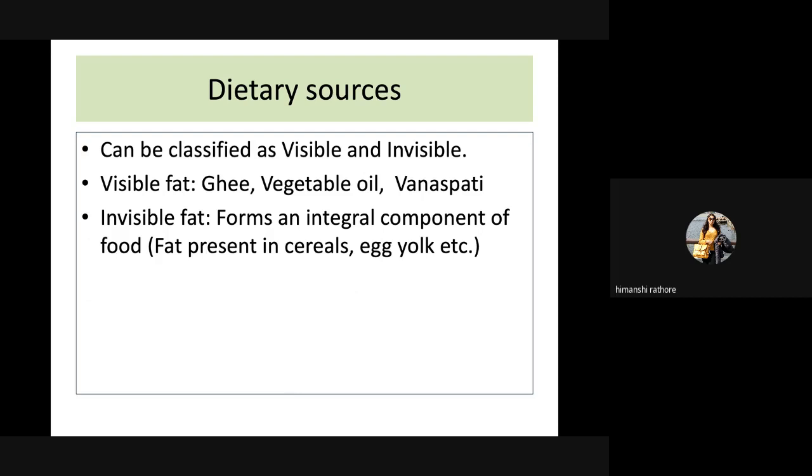Invisible fat, which I told you about in the earlier lecture also, is present in ingredients which we are consuming in our daily life. Like egg yolk also contains fat, but you cannot see it. Cereals also provide some amount of fat. Nuts also provide some fat. Almonds contain almond oil. Seeds contain oil, and like this, you have a lot of ingredients that contain oil in invisible form. So there are two sources from which you can get your fat: one is visible and one is invisible.